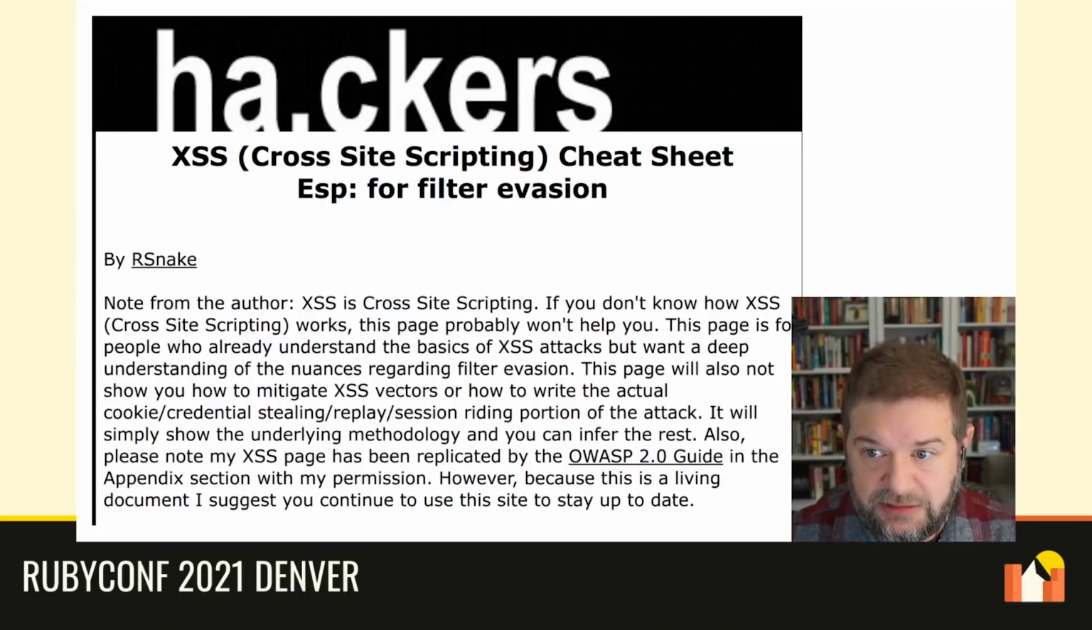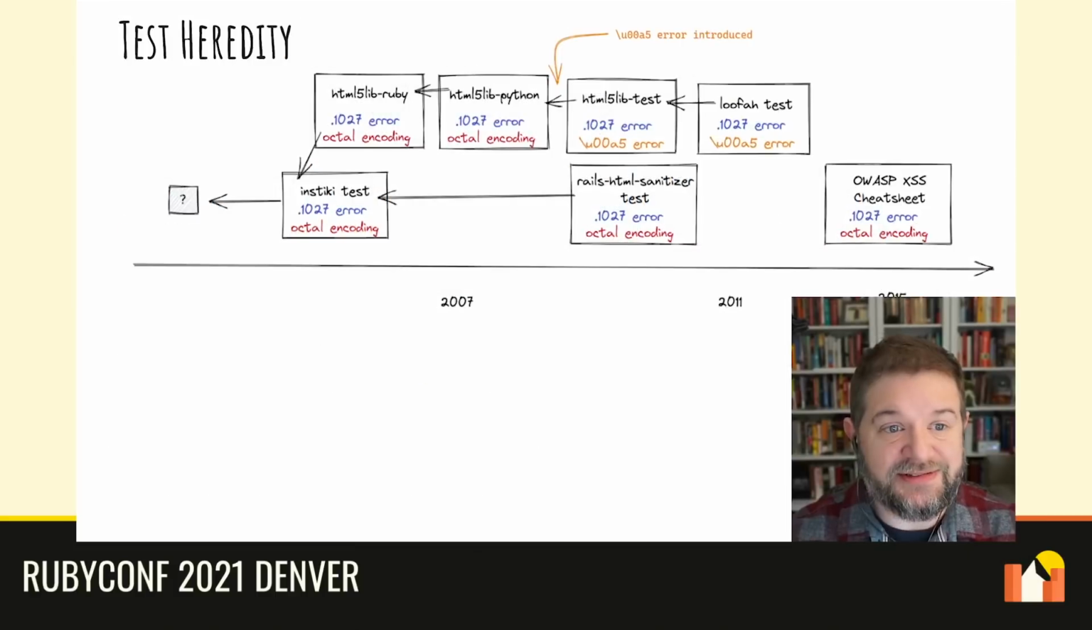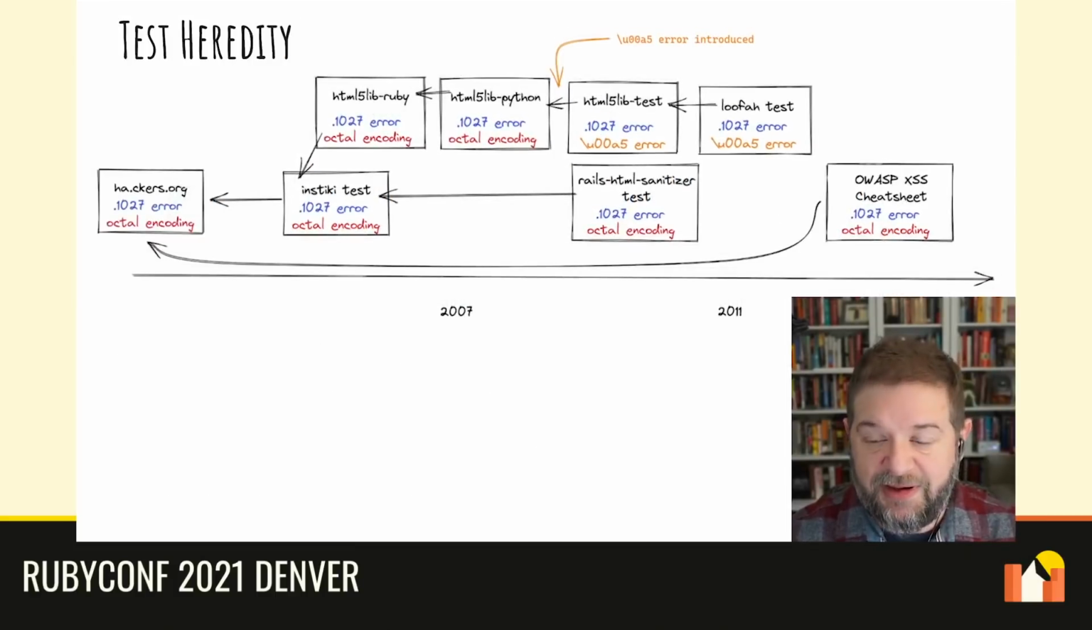This site doesn't exist anymore, but Internet Archive has a snapshot from June of 2006 that shows exactly the same string that we're using in Insticky. Same errors. Great. This is actually our source material. Let's update our diagram. We know everything came from hackers.org, but it has errors too. Where's the source material for that?